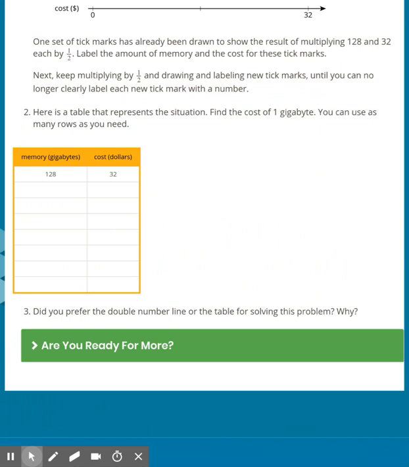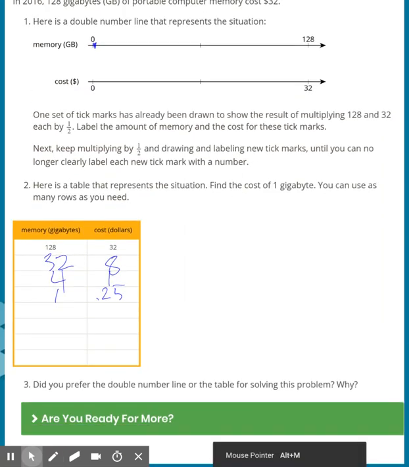Even if you don't just divide by half each time, if you maybe divide by 4 the first time and get 32 and 8, and then divide by 4 again and get 8 and 1 and 4, and then divide by 4 again and get 1 and a quarter, then you're there. That is so much more efficient than finding halfway each time on the double number line.